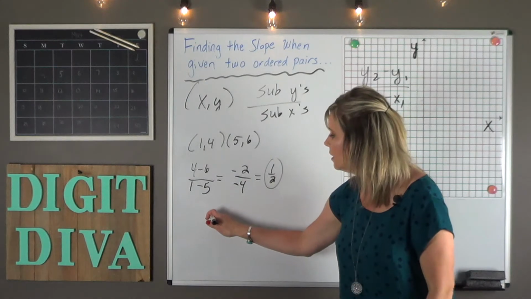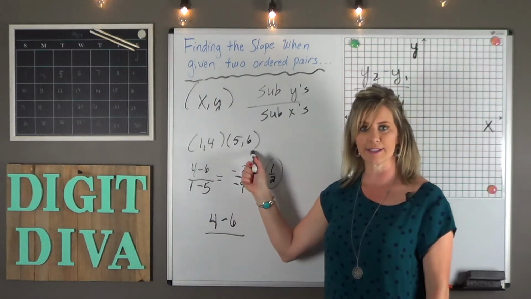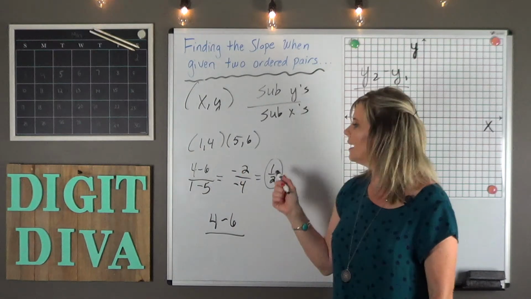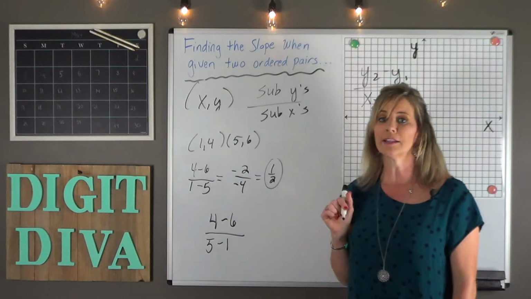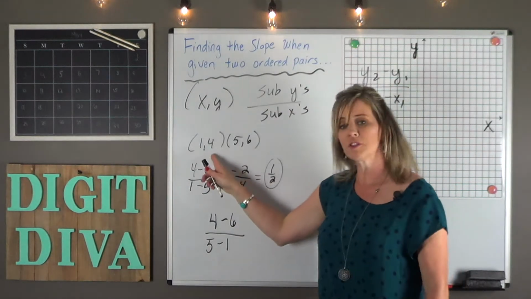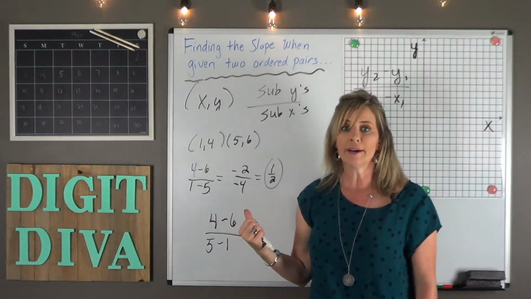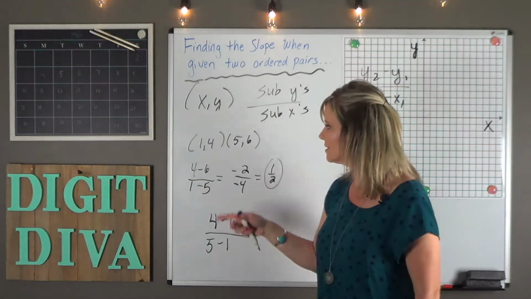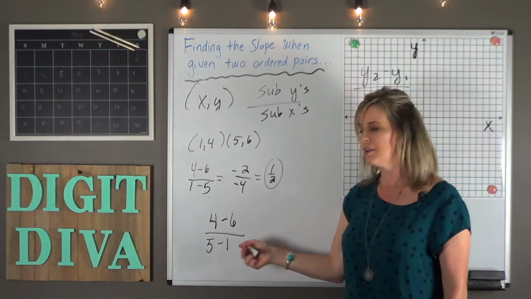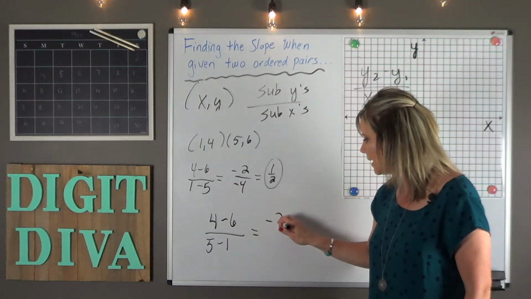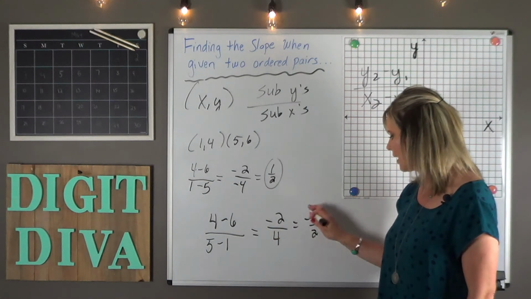So if I said 4 minus 6, I subtracted my y's, and then I said 5 minus 1. And look at what I did. I started with the first set of parentheses for my y's, 4 minus 6, but for my subtraction of my x's, I started in the second set of parentheses. I chose 5. And our answer now would be -2 over 4, which reduces to -1/2.